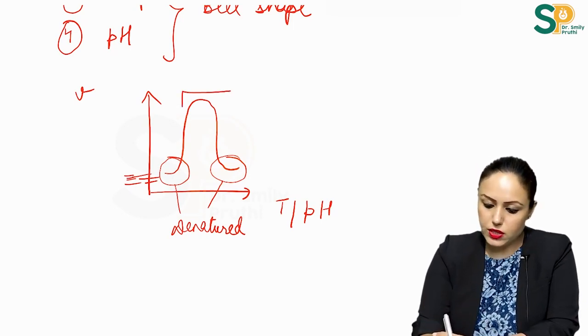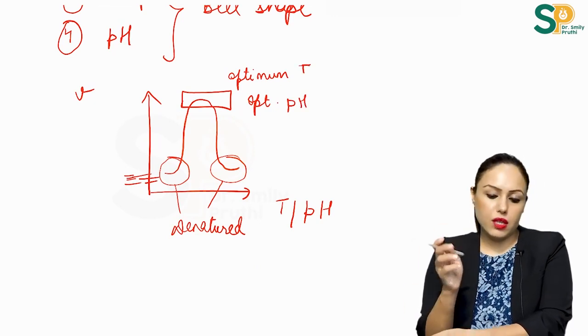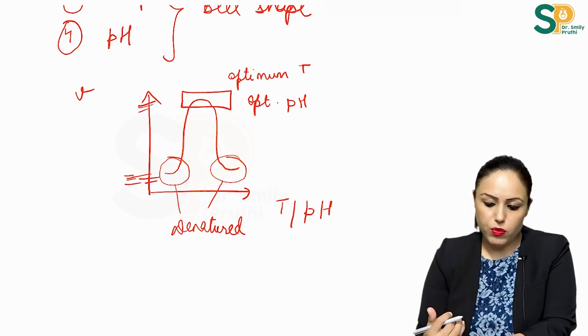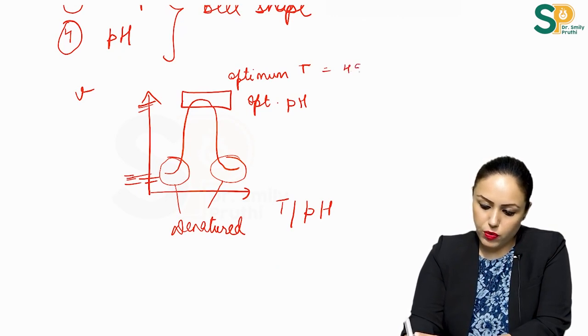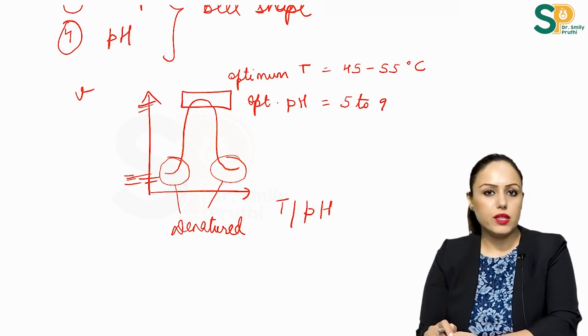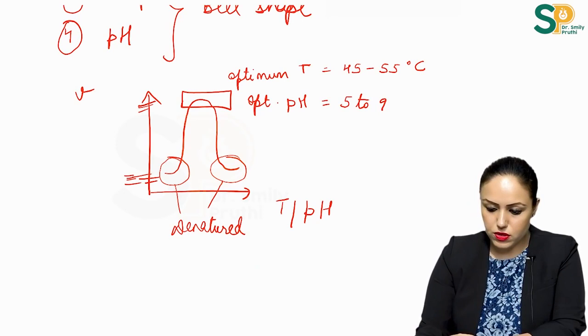And only in this region, which we call optimum temperature or optimum pH, only in this area the enzyme has velocity and the enzyme is working, right? And what is the range of optimum temperature for human enzymes? It is 45 to 55 degrees Celsius, and optimum pH range is 5 to 9 for human enzymes, right? So we are done with the 4 factors.